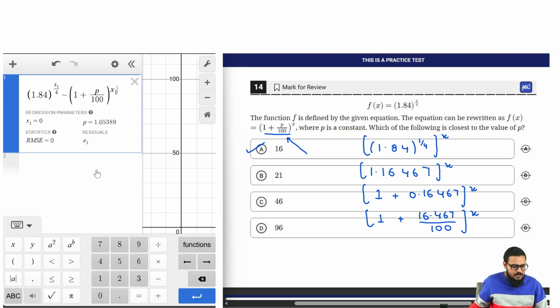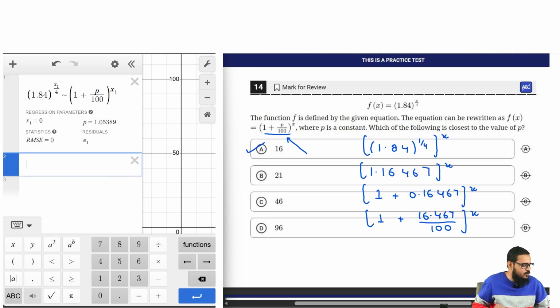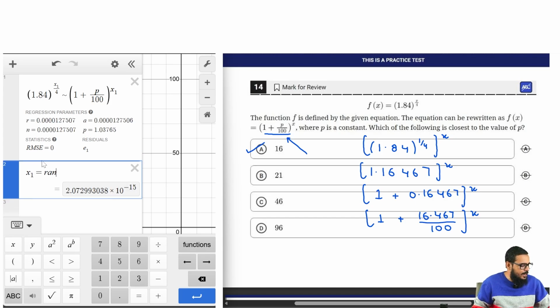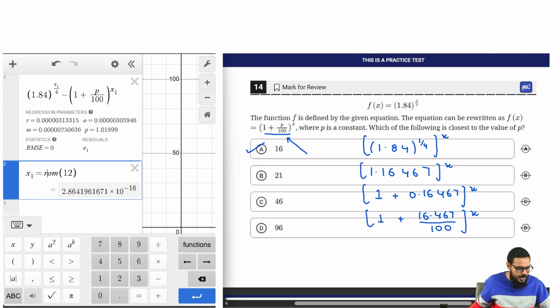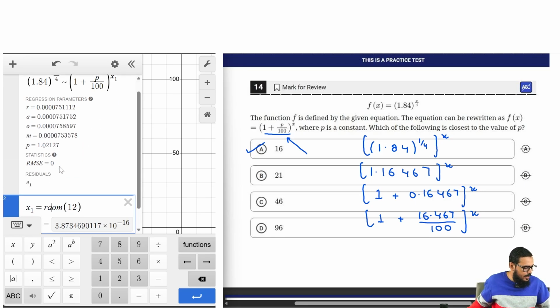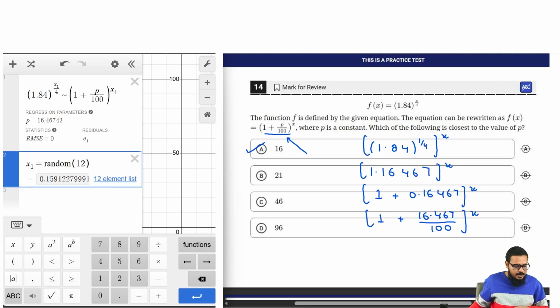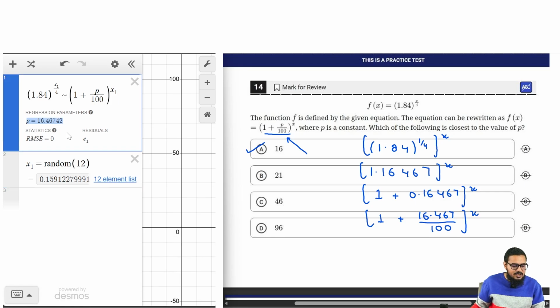Okay, since I know that this entire left hand side is equivalent to the entire right hand side for all values of x, I would have to instruct Desmos to test this regression for a lot of values of x. You can just type x1 equals random, and let's say you write a number inside brackets, let's say 12. Okay, rand, R-A-N-D-O-M. So Desmos is going to test this entire system for 12 different values of x, and after Desmos is done testing, it quotes you the value of p as 16.46742, and that's mentioned in answer option A.